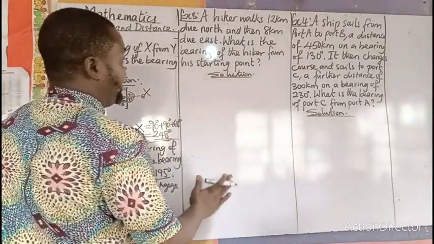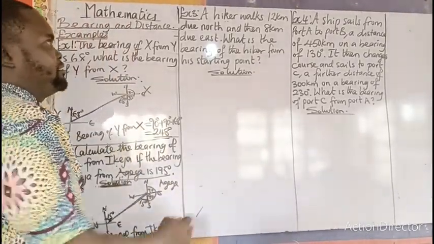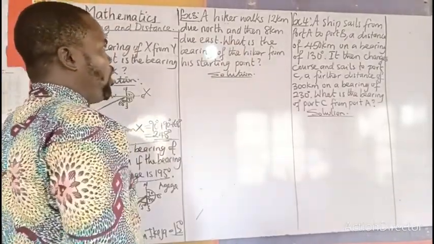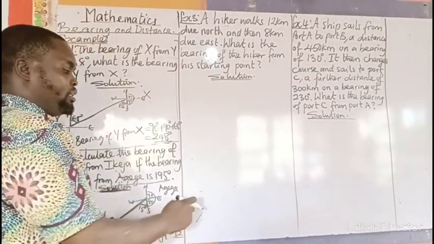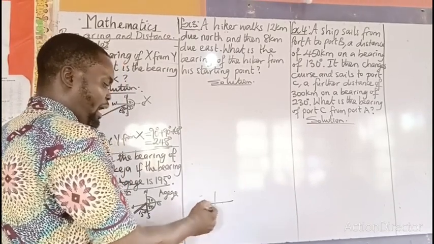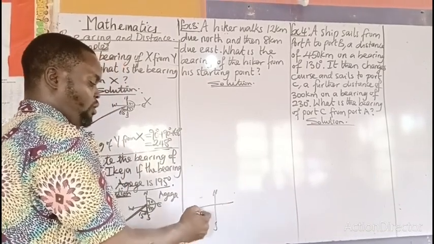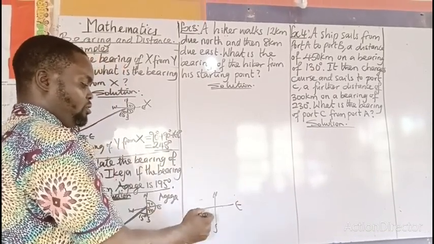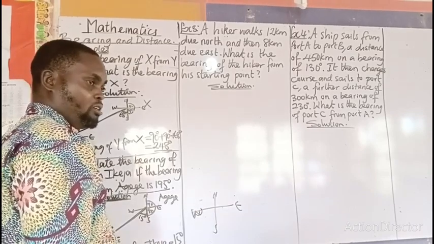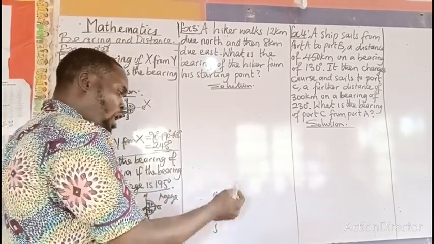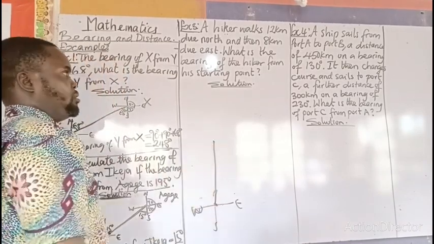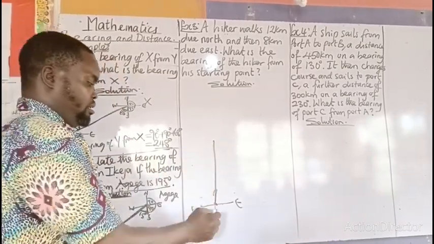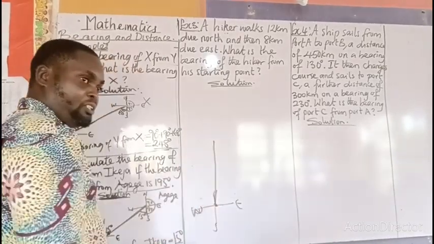Alright, now let's go to the next one. A hiker, it says, a hiker walks 12 kilometers due north. Very simple. Due north. I know my cardinal points: north, south, west, east. Where is my north? Up. That means from this point, it is going up. They are telling the direction.